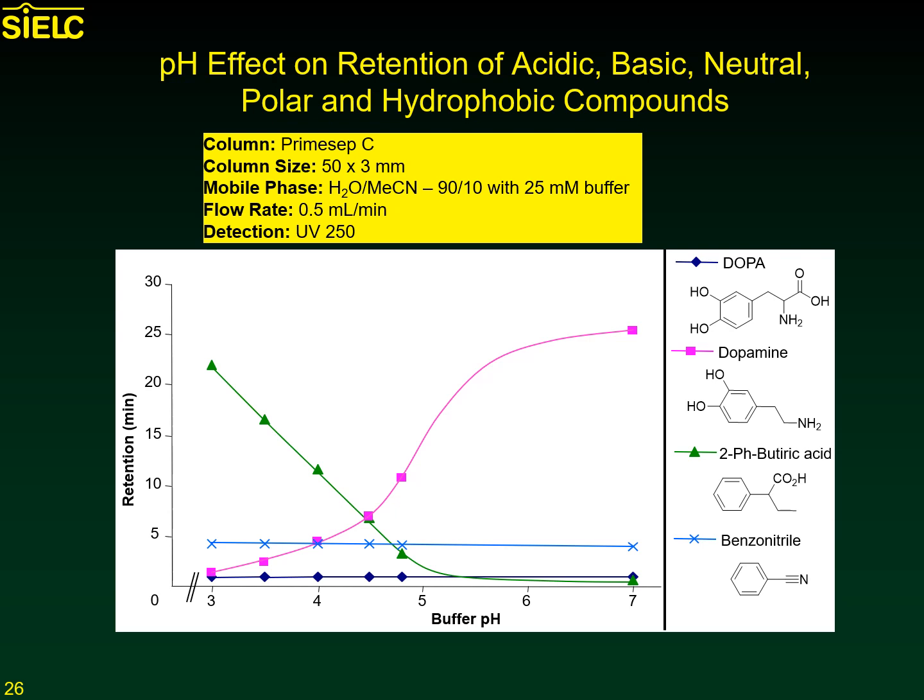And for the same experiment, one can actually graphically represent the change in retention time with the buffer pH. On the y-axis, one has the retention time of the different compounds, and on the x-axis, they have the buffer pH itself. Both the benzonitrile and the DOPA maintain about the same retention time in all pH buffers. However, the retention time of the 2-phenylbutyric acid and the dopamine are drastically different and effectively switch places as the pH increases in magnitude.